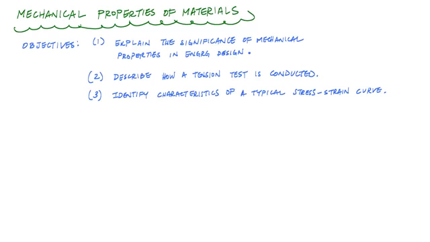In this video, we return to mechanics of materials, and in particular, we're going to look at mechanical properties of materials. What I'm going to try to do is explain the significance of mechanical properties in engineering design, things like yield strength, tensile strength, and then talk about how a tension test is conducted to measure all these mechanical properties, and then identify characteristics of a typical stress-strain curve.